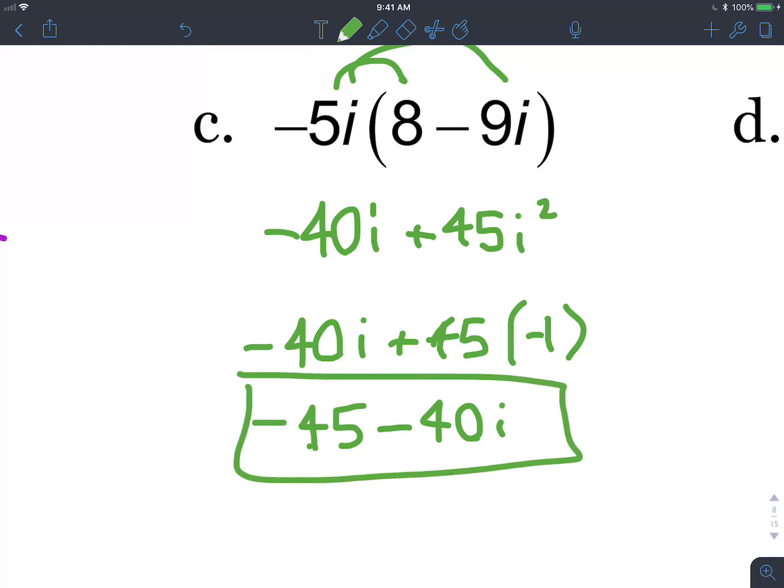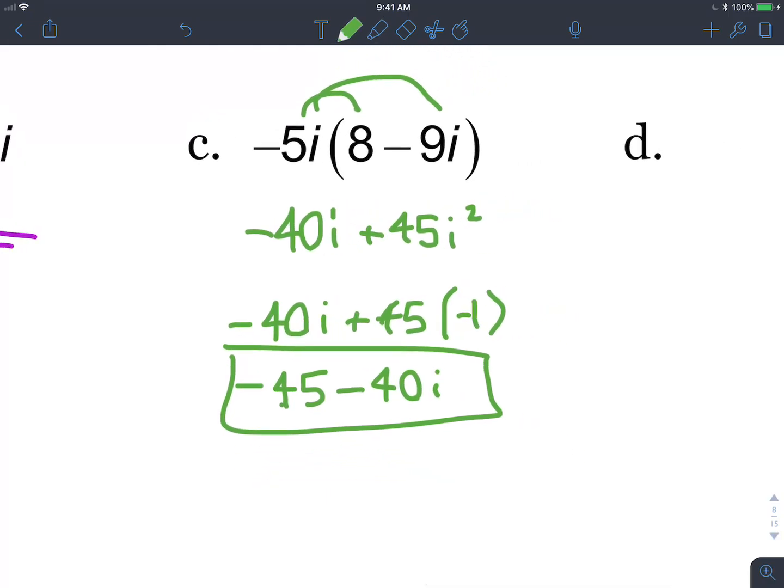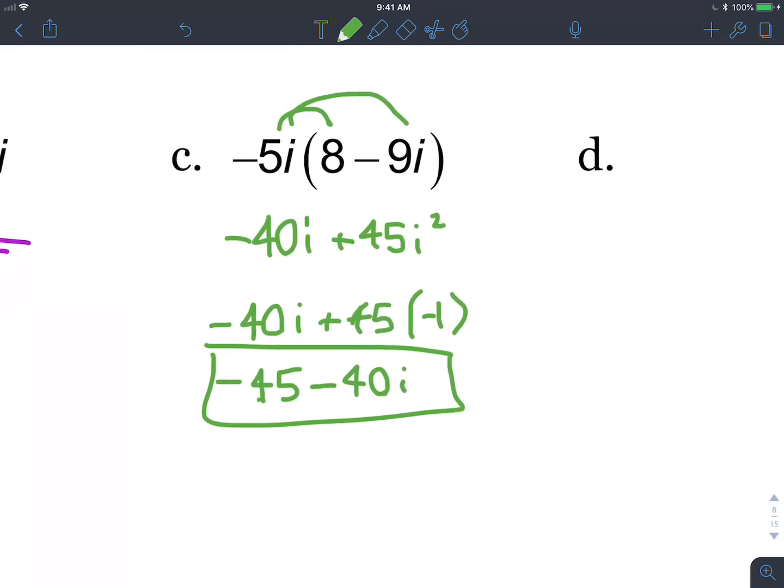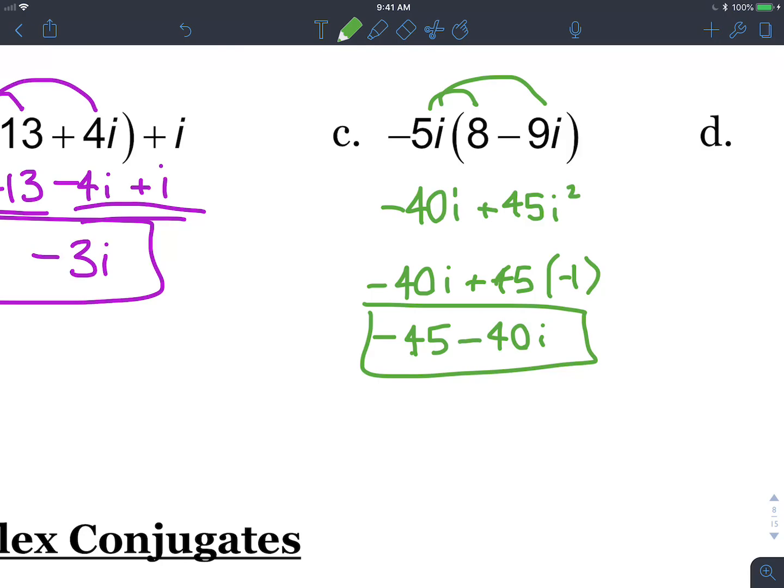And typically it's a good habit to write the imaginary part second. That's the best practice. You might want to clarify with your teacher if that's something they'll count off for or not. But make sure you write the real part first, or get in the habit of writing the real part first and then the imaginary part second.